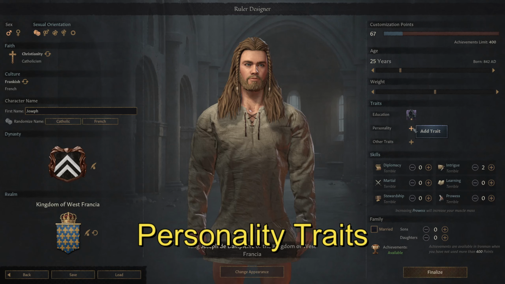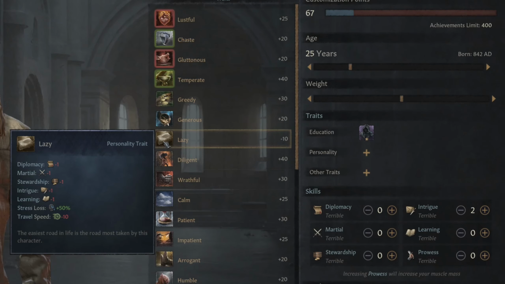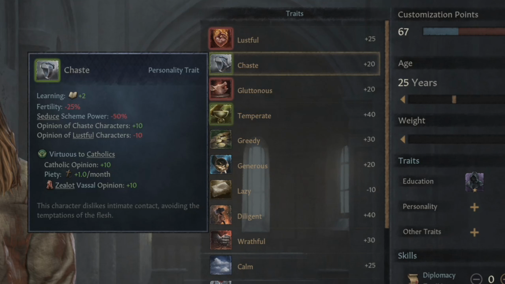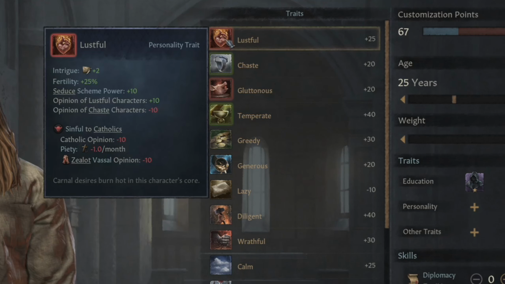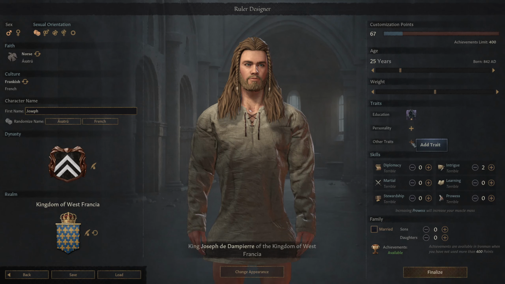For personality traits, some will cost more than others depending on their strength. Some will even be negative, giving back points, like lazy, but these can make gameplay a little bit harder. The game will also highlight which traits are virtues and sins for your chosen faith, but there will be no change to their cost. Before I get to this biggest section of traits, let's talk about skills.